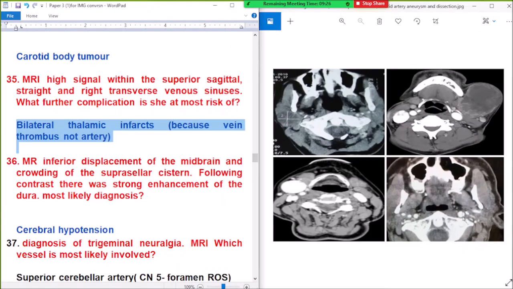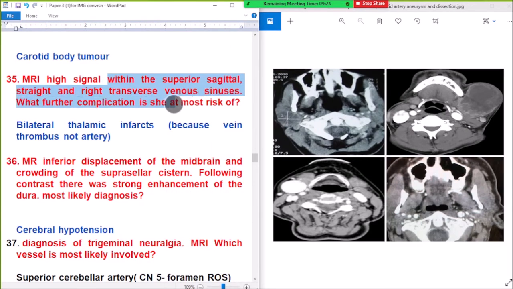When there is high signal within the superior sagittal sinus, straight sinus, and right transverse venous sinuses, the further complication is bilateral thalamic infarct, because the thrombus is in the vein, not in the artery. If there is thrombus in the artery, then there will be focal loss of gray-white matter differentiation in the part supplied by the artery. But here both venous sinuses have thrombus, so there will be bilateral thalamic infarct.